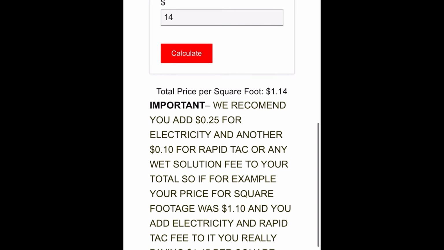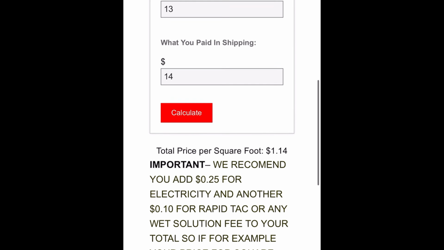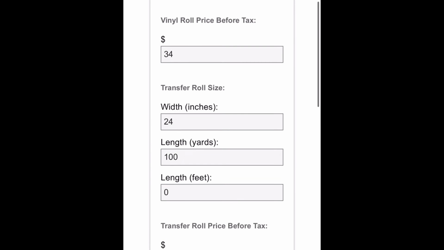Now there's some important recommendations here. We recommend that you add 25 cents for electricity because you have to use your machine, whether it's at your house or at your shop. You have to use electricity and other resources like transfer tape and duct tape and all of those tools that you will need for the installation. So we recommend that you add an additional 40 to 50 cents to this number that you're already getting here, which is $1.14. So that covers question number one.